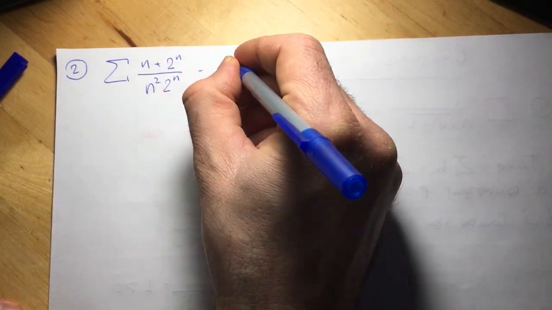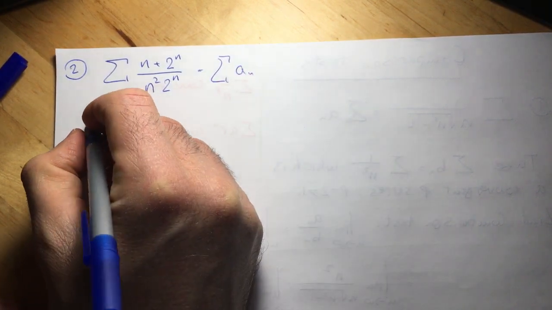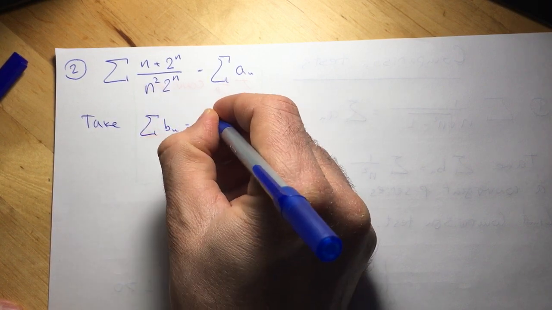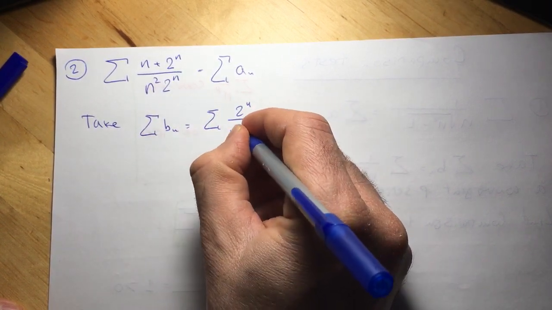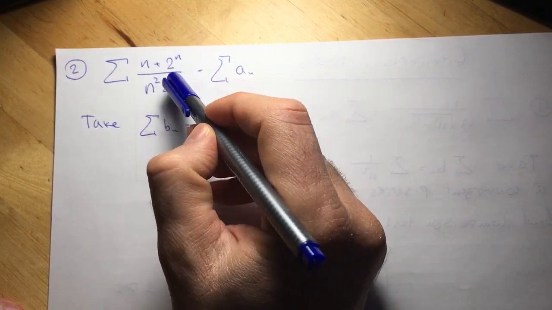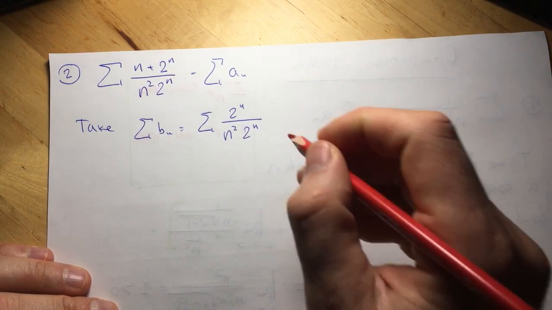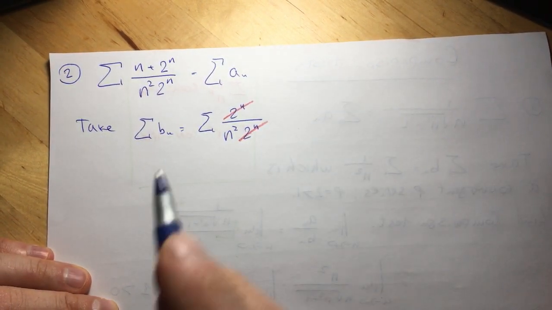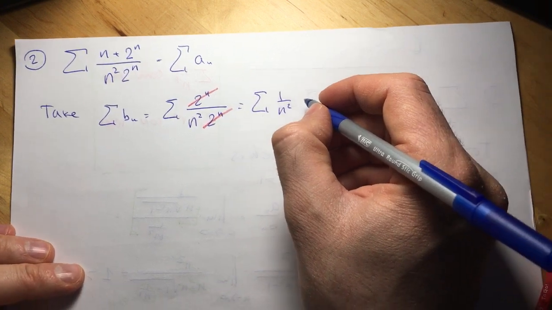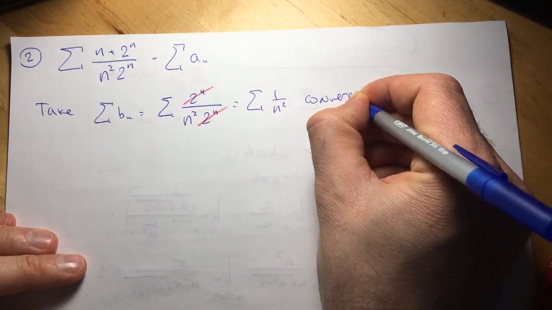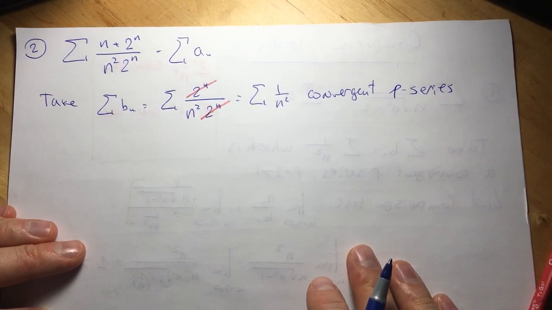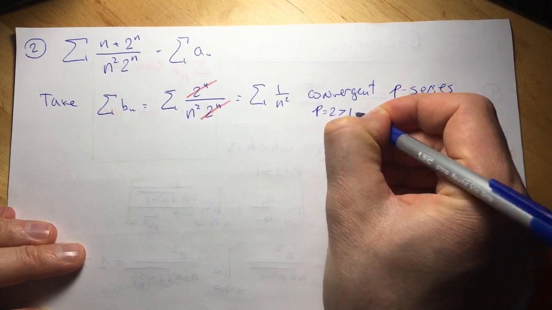But then can I compare it to 2 to the power of n over n squared times 2 to the power of n? What I'm taking is the highest exponent of the numerator divided by the whole denominator. When I simplify this, I get the sum of 1 over n squared, which is a convergent p-series, with p greater than 1.